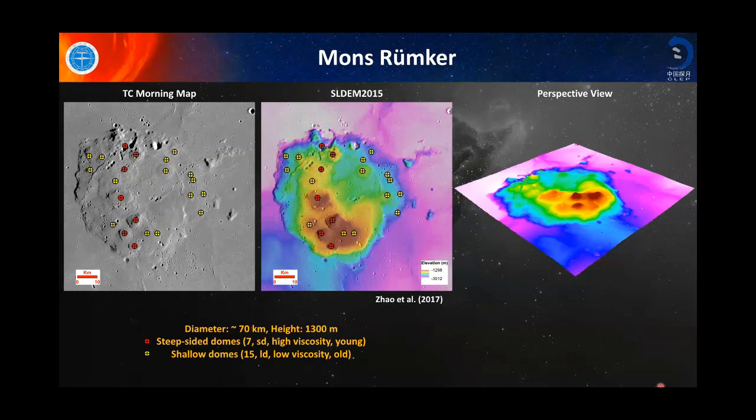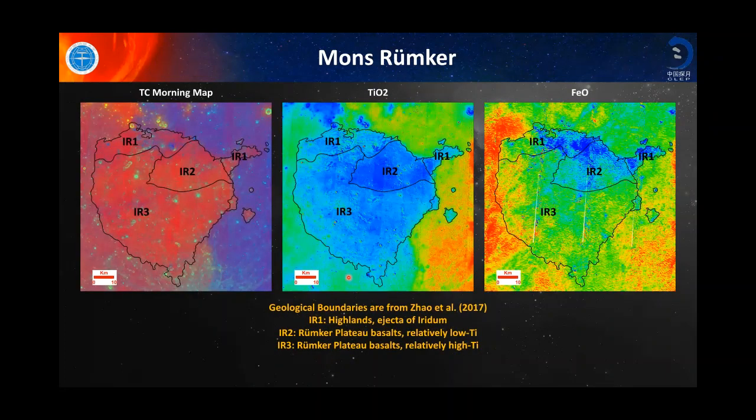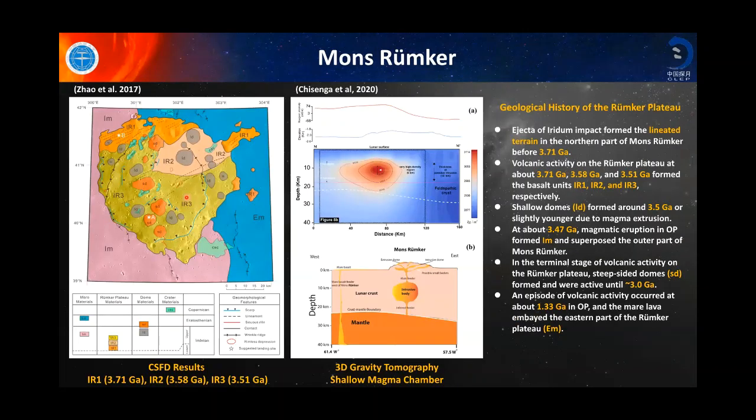Okay, so let's see the composition data of Mons Rümker. Zhao et al. divided Mons Rümker into 3 geological units according to their composition. I want to mention that IR1 in the north of Mons Rümker is a highland material, maybe ejecta from Iridium Basin, and the other 2 are Rümker plateau basalts, which have different titanium abundance. So when we combine everything together, the composition, crater counting, and morphology data, we can definitely produce a geological map of this region.